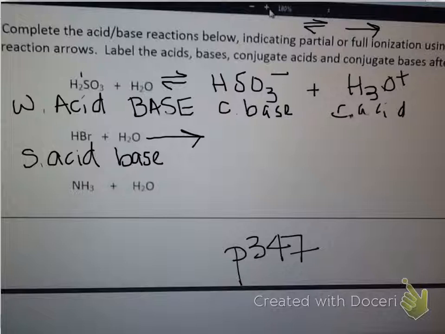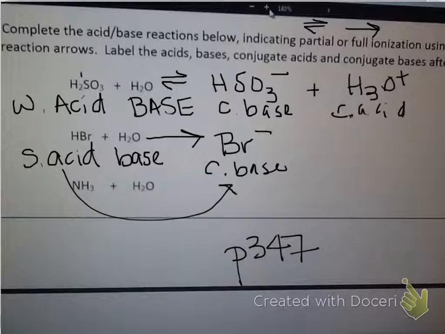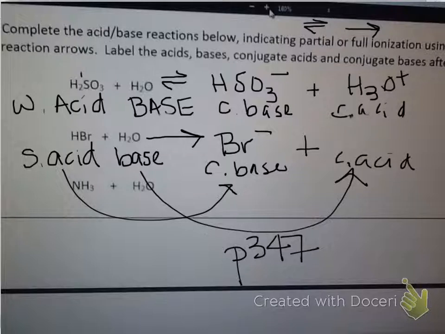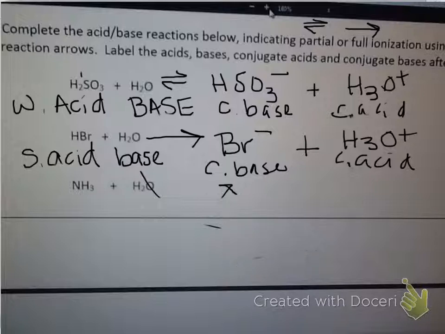So acids lose protons, they become more negative. So HBr minus a proton becomes Br minus. That's going to be the conjugate base of that acid, bromide. And then the base, the water once again, will form the conjugate acid. So water gains a proton, we'll have H3O+. So we have, once again, our proton transfer. This is a full ionization reaction. It completely occurs. All right, let's look at the last one.